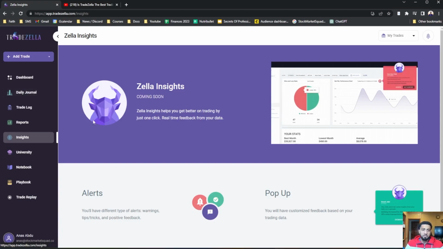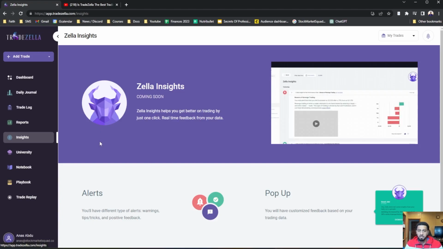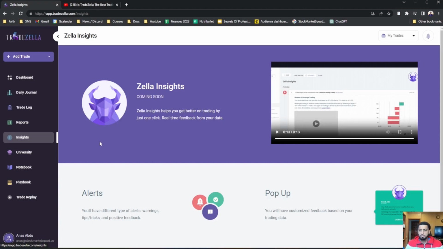And another thing that TradeZella is working on that's coming out soon is something called Zella Insights, where it's actually going to be telling you how you can be getting better as a trader. For example, it'll say something like, oh, you left 50% of your profits on the table. Might be a better idea to cut your profits sooner, things like that.